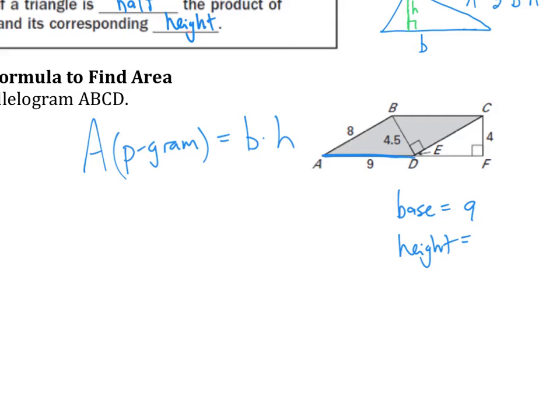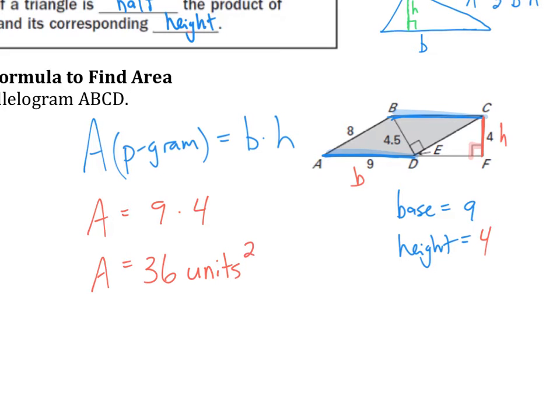The height is the perpendicular distance between these two blue sides. So the perpendicular distance is where there's a right angle. So in this case, the perpendicular distance is outside of there. So the height is actually going to be 4. So to find the area, we would do base, which is 9, times 4. So the area of this is 36, and I'm going to write out units squared. The reason I'm saying units squared is because I don't know if it's feet or inches or centimeters. So if you don't know what it is, just say units squared.